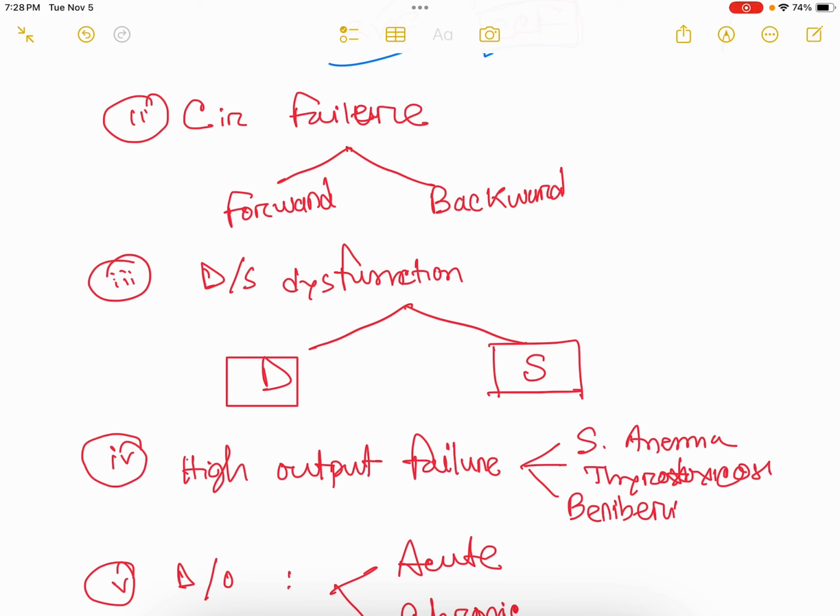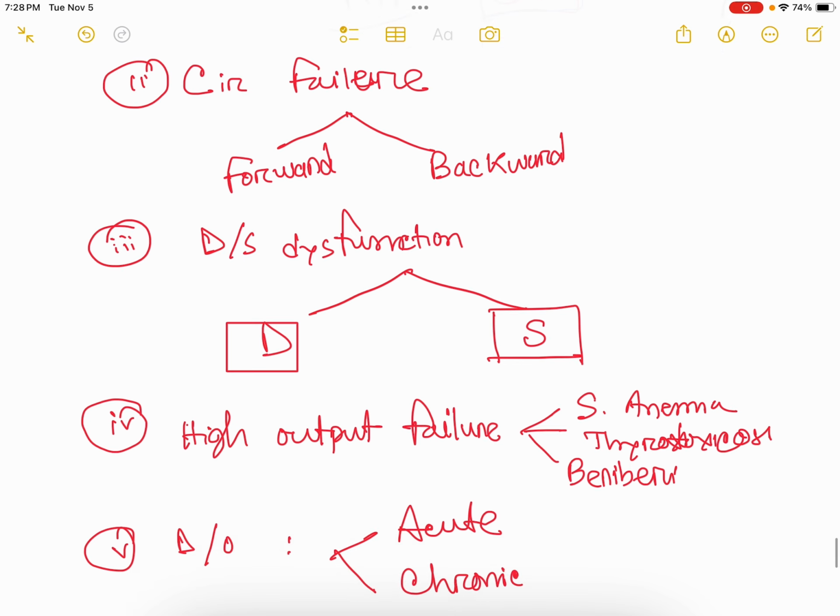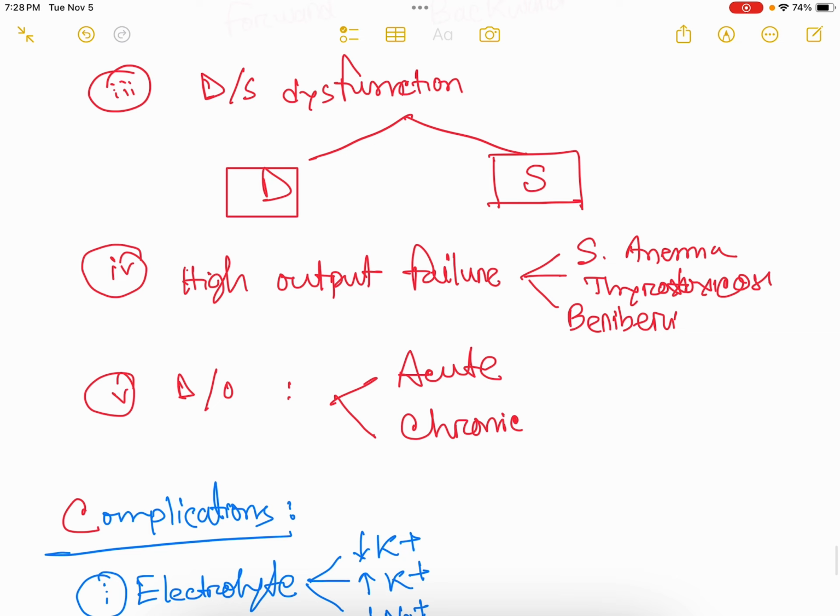High output failure. These conditions are associated with a very high cardiac output, and they usually have a hyperdynamic circulation. It occurs due to severe anemia, thyrotoxicosis, and in beriberi. Based on duration and onset, it is of 2 types: acute heart failure and chronic heart failure.